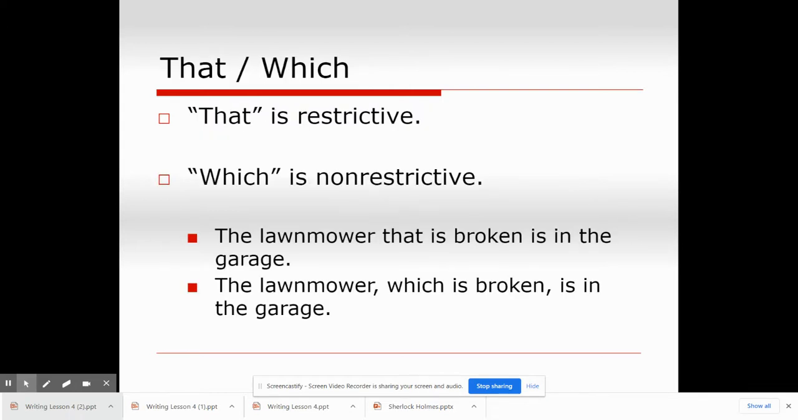Okay, that is restrictive, which is non-restrictive. Again, this goes back to comma rules. The lawnmower that is broken is in the garage, no commas. The lawnmower, which is broken, is in the garage. So non-restrictive means it's not essential, so you can surround that with commas.